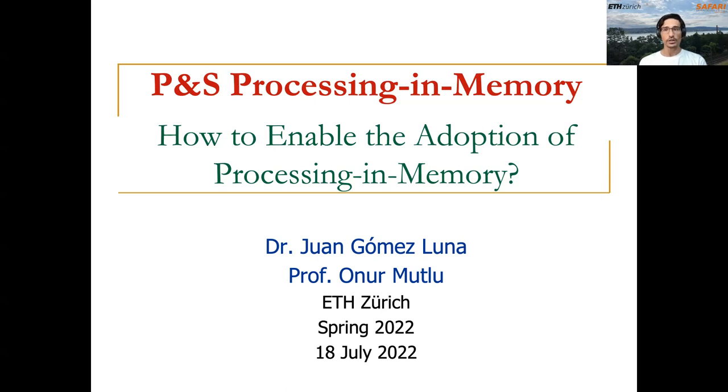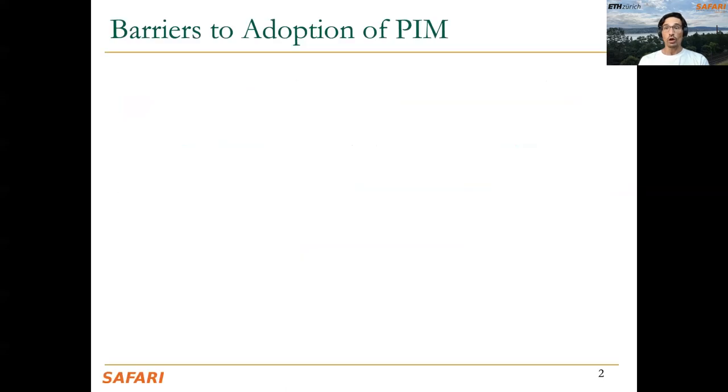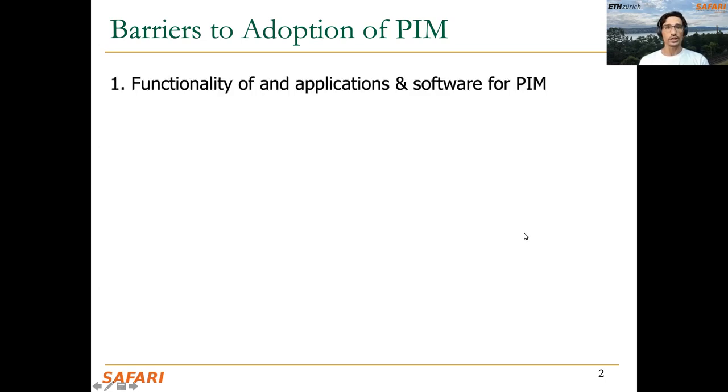We are going to summarize some of the important topics on processing in memory that we have covered in this course. And we are going to discuss what things need to be done in order to enable the adoption of processing in memory. We have already talked about these different points during this course, but it's good to summarize all these different barriers for adoption of PIM and also the different solutions that we and also other research groups are exploring in order to solve these barriers and these challenges.